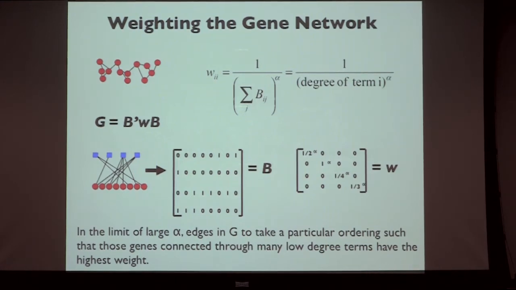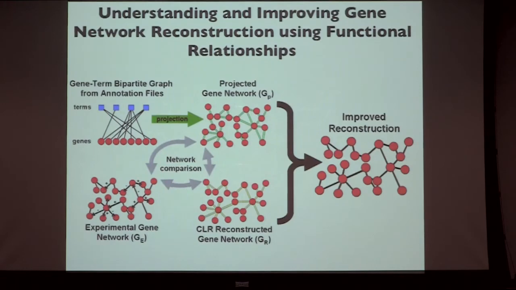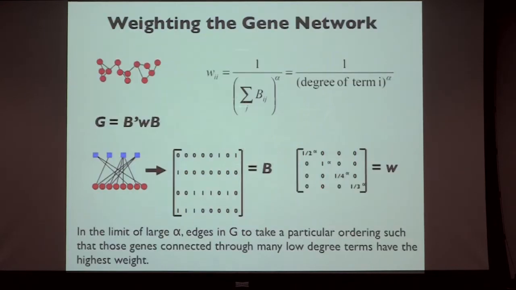But in terms of identifying the ability of our projected network to predict edges in our gold standard, we actually found that weighting by the degree of the terms was most important. And in fact, we didn't do just a straightforward weighting, but we weighted to a power alpha. So our weight matrix, Wij, was 1 over the degree of term I to the alpha, and I'll talk a little bit about what the implications of this alpha are.